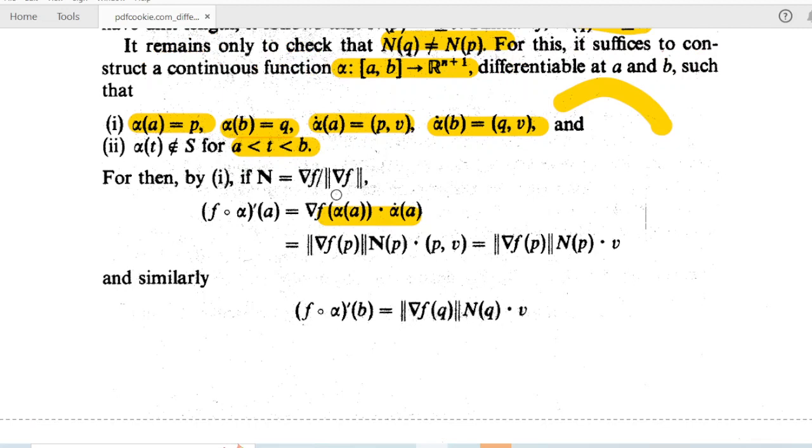So we know n bar of p equal to nabla f of p by norm of nabla f of p. So instead of nabla f of p we can write it as norm of nabla f of p into n bar of p, and alpha dot of a is p comma v. So when we take the dot product, here it was n bar, so here it will be norm of nabla f of p times n of p, and here p comma v. When we take the dot product on both sides, we multiply in the second term, this dot product.